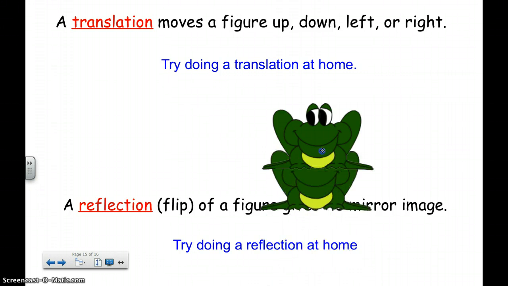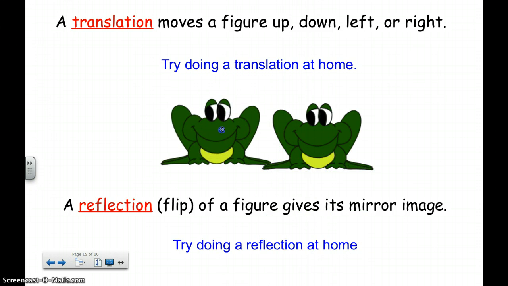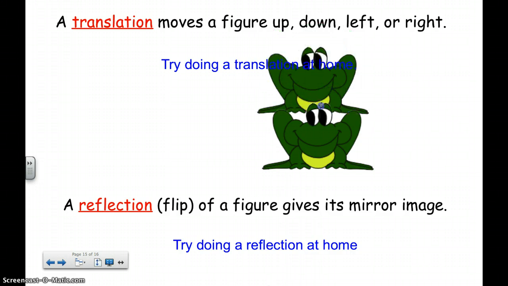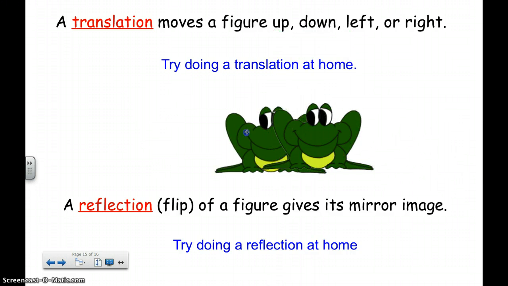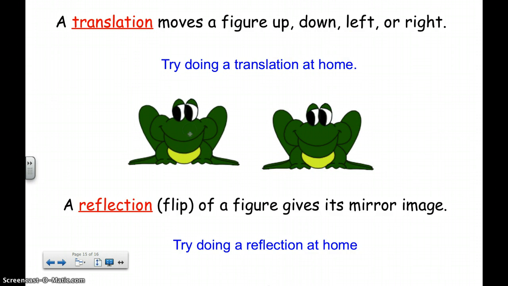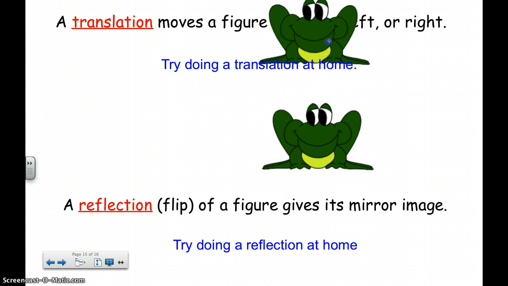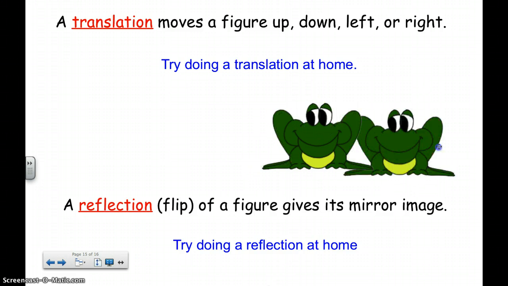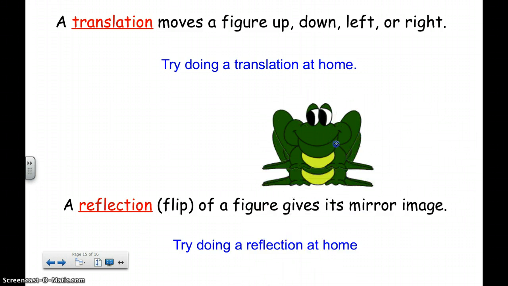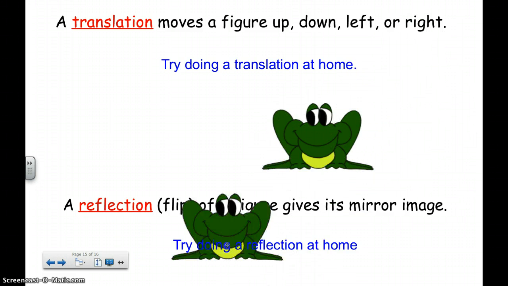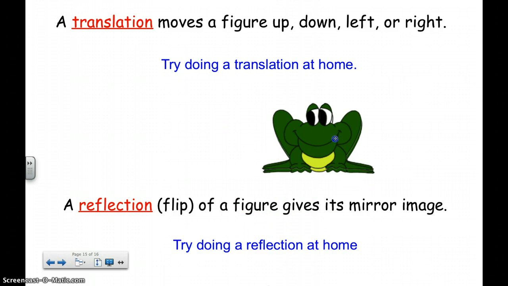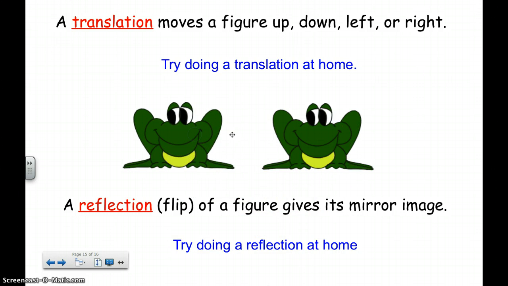This is a translation. He could slide over here. He could go from here and slide up. He could slide here. He could slide there. That's a translation. So you can try a translation at home. Again, this is the starting figure, so he moves up, he moves left, he moves right, he can move down, he can move diagonal this way, diagonal that way. That would be a translation. So I'm going to slide him back over to his home.